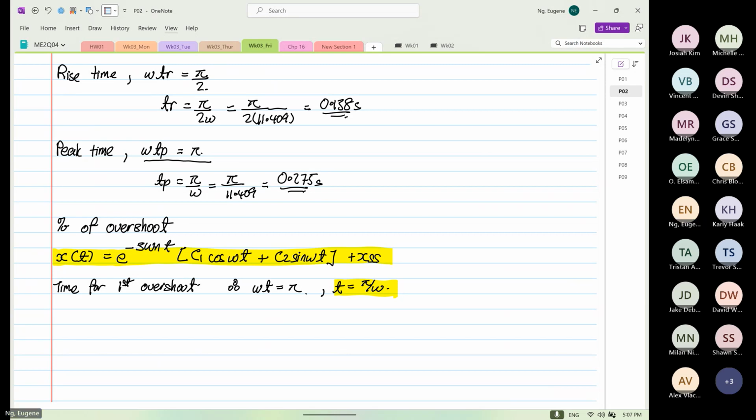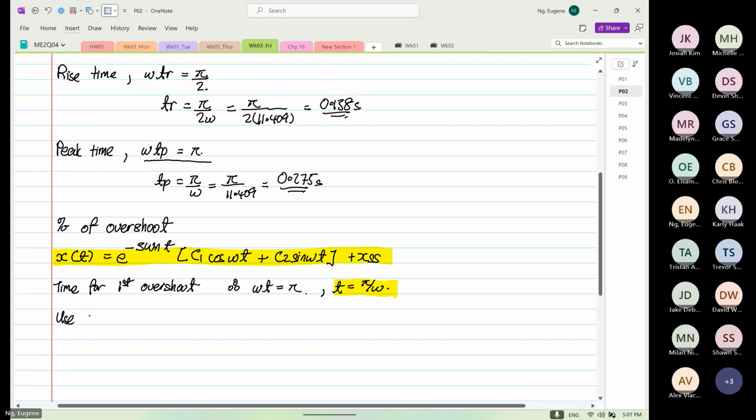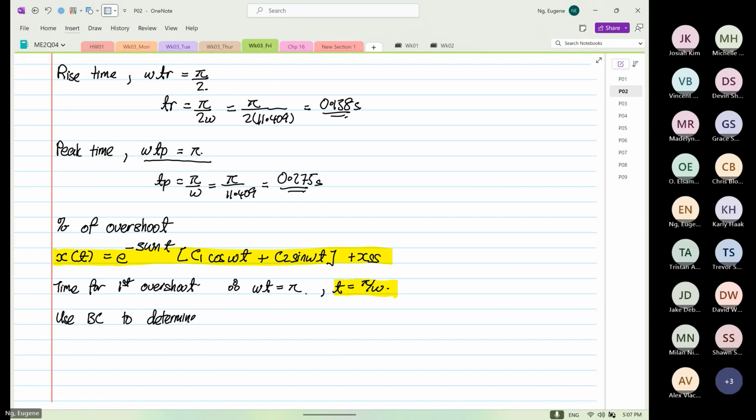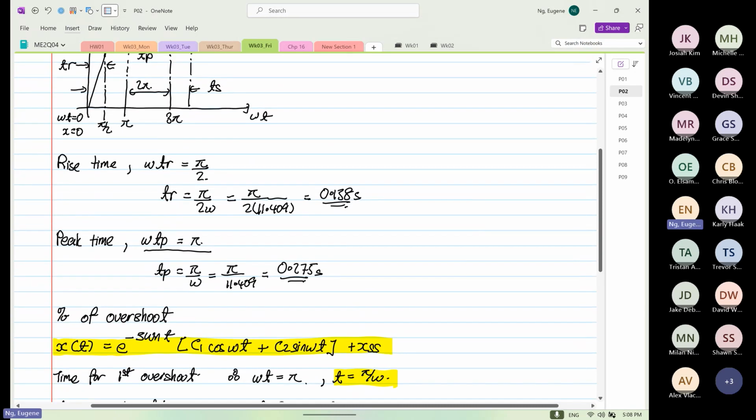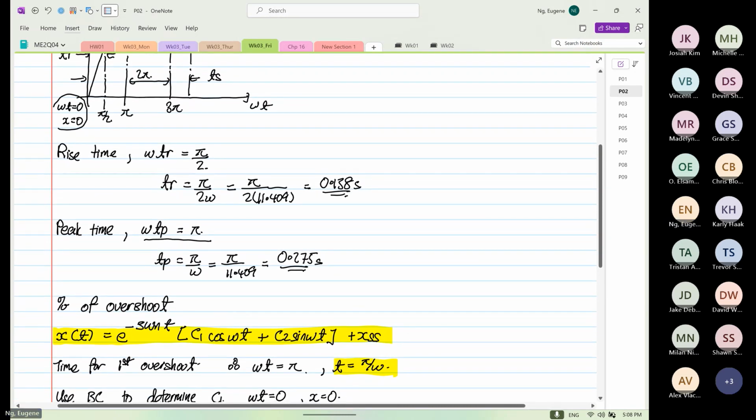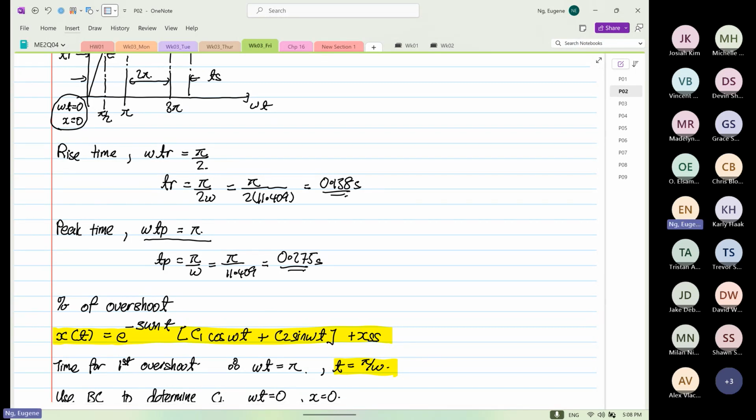Right. So from here, what we're going to do is use the boundary condition to determine C1. So that's where we use: when omega t is equal to 0, x is also equal to what? 0, right? So where is this? This is over here. Can you see this diagram over here? Okay. Good. Is my handwriting big enough, or you're okay? You're okay? Good.